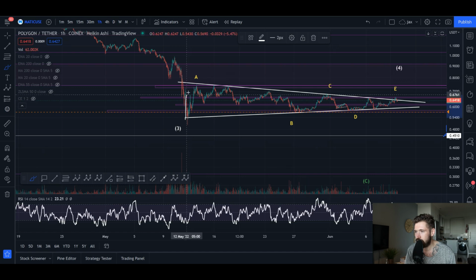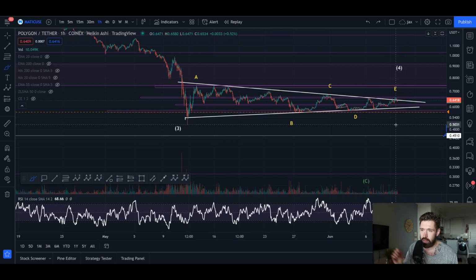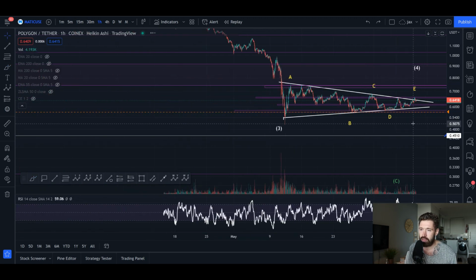You have an ABC, and then once again we have a larger ABC to complete the B wave, and an ABC to complete the C wave, ABC, ABC to complete the D wave, ABC, and we may be looking at a larger ABC to complete that E wave. If we get rejected here and we start to break down out of this triangle, that would give me confirmation that we are going to start seeing that 5-wave structure to the downside.